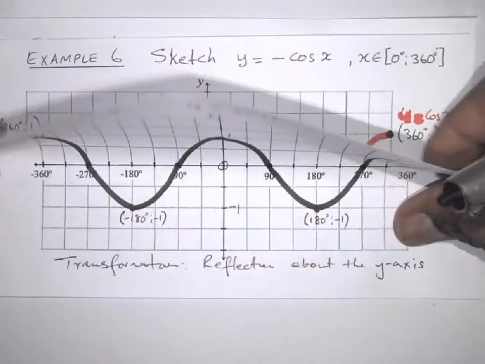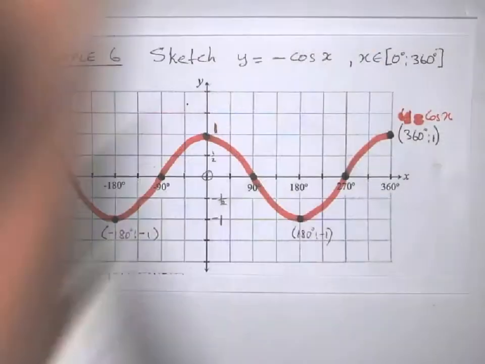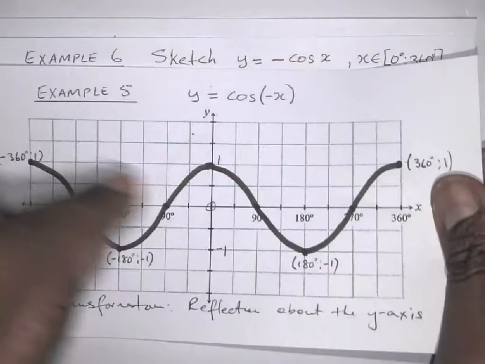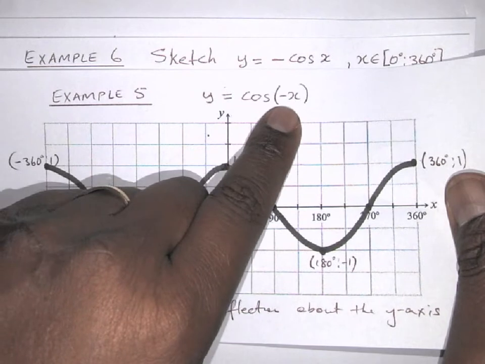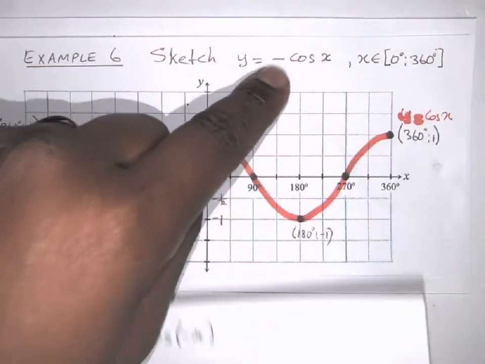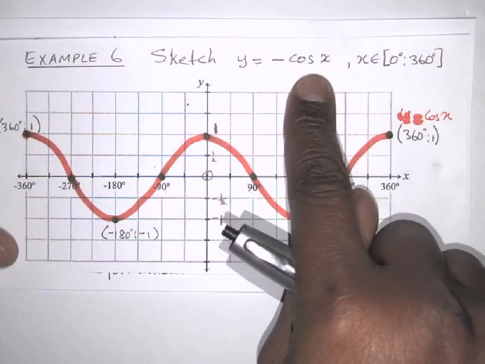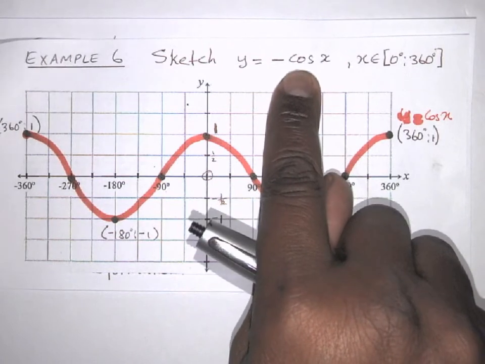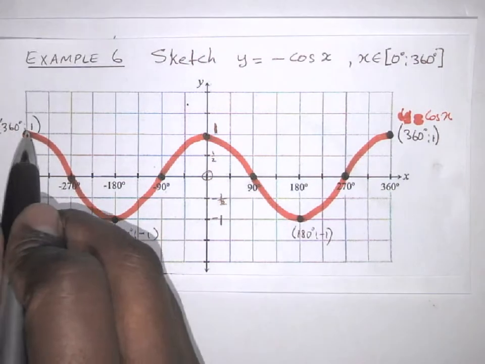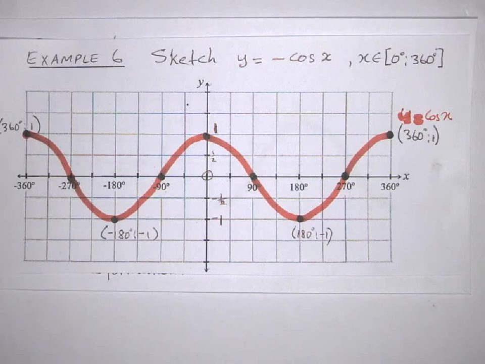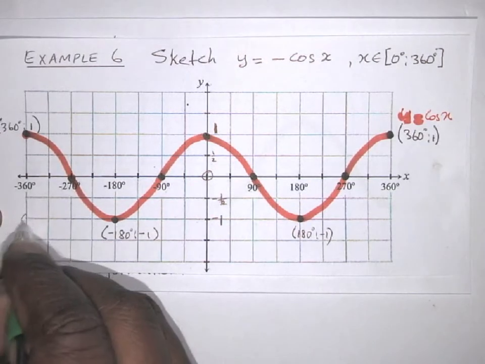All right, so let's look at this one here. It's different from this one here because this one was y is equal to minus x. I was changing the sign of x. Now in this one, what are we doing? We are changing the sign of y. If I change the sign of y, that point there becomes 1. So now it's 360 is to minus 1. That point will be there.